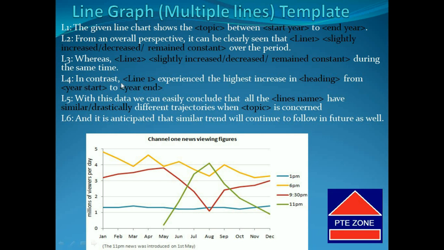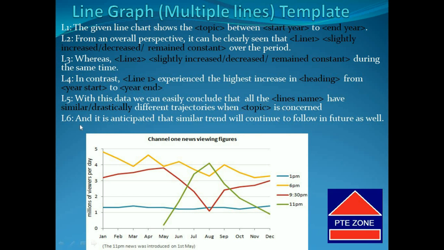In contrast, line 1, or let's say line 3, experienced the highest increase in the given heading. Now for the conclusion, you can always say this thing, that with the given data we can easily conclude that all the lines have similar or maybe different trajectories when viewing. For example, in this scenario there was viewers. If in another scenario there would be something else, so you can say when that is concerned.